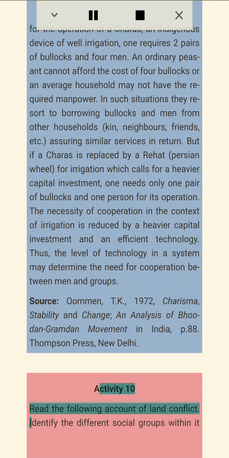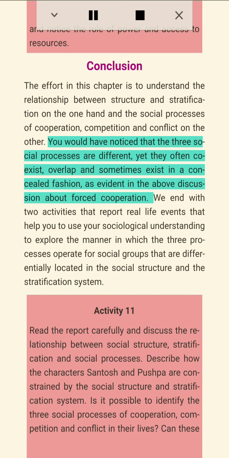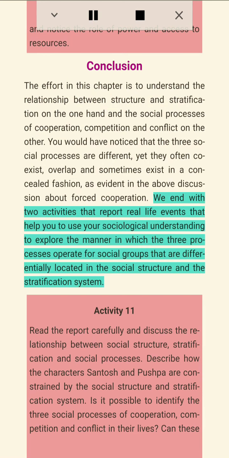Thomson Press, New Delhi. Activity 10: read the following account of land conflict. Identify the different social groups within it and notice the role of power and access to resources. Understand the relationship between structure and stratification on the one hand and the social processes of cooperation, competition and conflict on the other. You would have noticed that the 3 social processes are different, yet they often coexist, overlap and sometimes exist in a concealed fashion, as evident in the above discussion about forced cooperation.